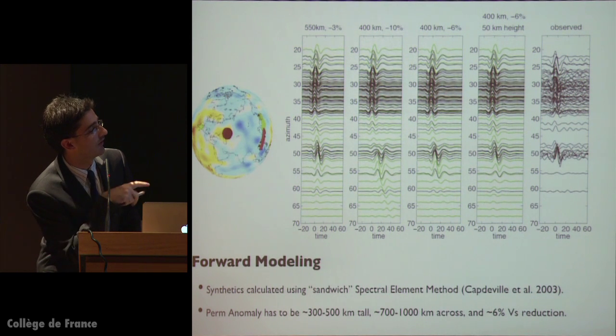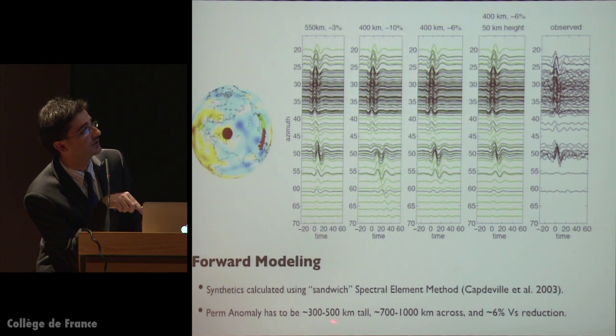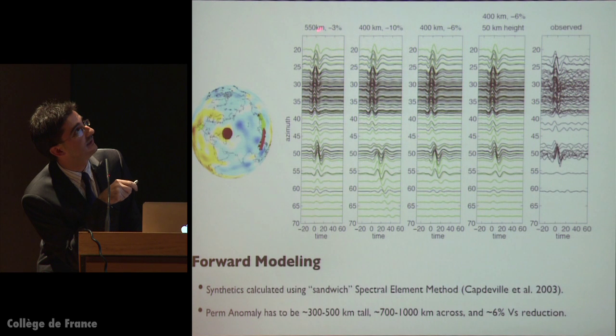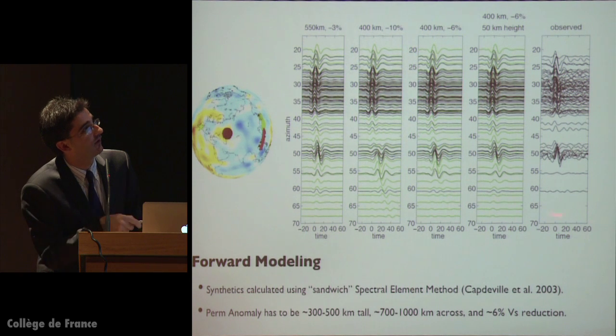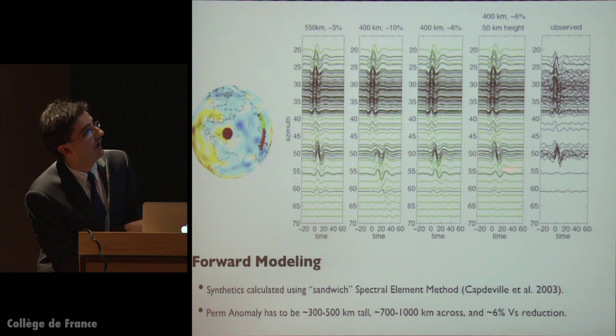And so what we can do, and this is work done by Sana Kotar, we can do forward modeling using the spectral element method. We're using the sandwich version of Capdeville et al. And we can vary the size, so this is the radius, and the shear velocity reduction within this anomaly. We can look at a variety of different forward models, a variety of different possibilities, and in black we're showing the data.